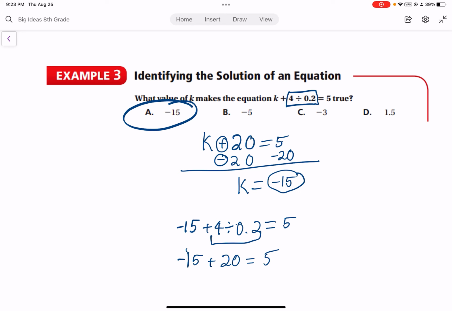Well, negative 15 plus 20 is 5. 5 equals 5, and we are correct. That is how we check our answer. Okay?